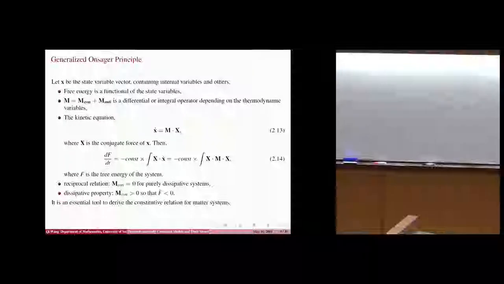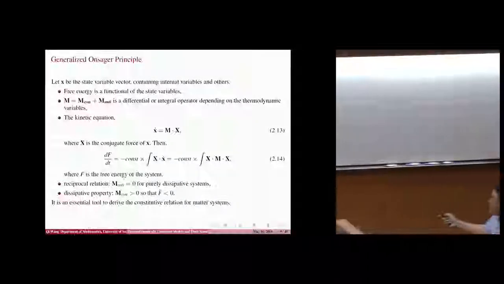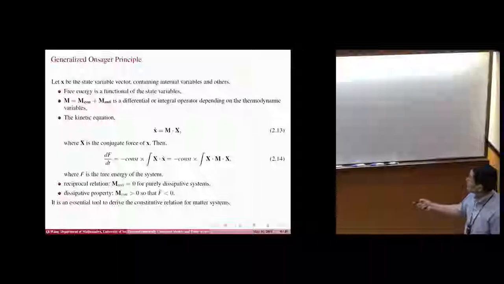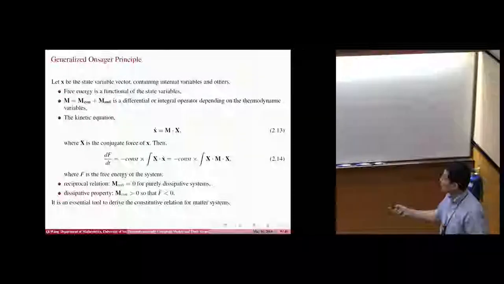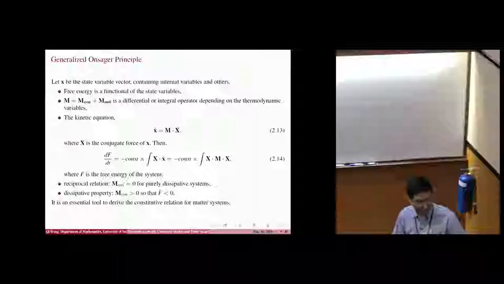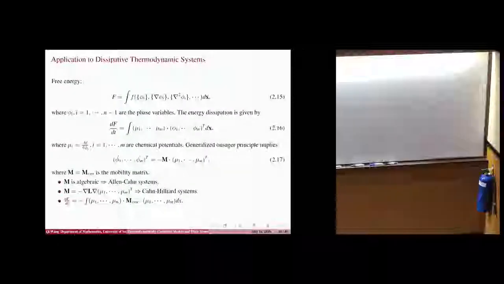So if the anti-symmetric part is zero, you only have the symmetric part remaining, and then we call this a purely dissipative system. Otherwise, you have both. Mathematically, this one corresponds to a hyperbolic operator, and this one corresponds to a diffusion operator. So let me put it that way. Now let's see how this works.